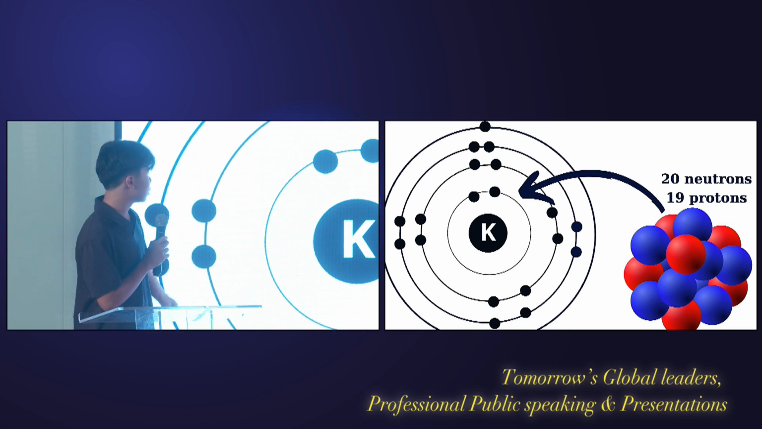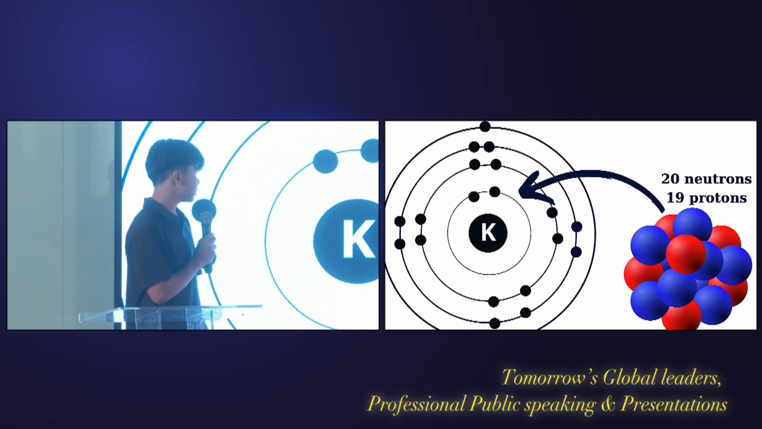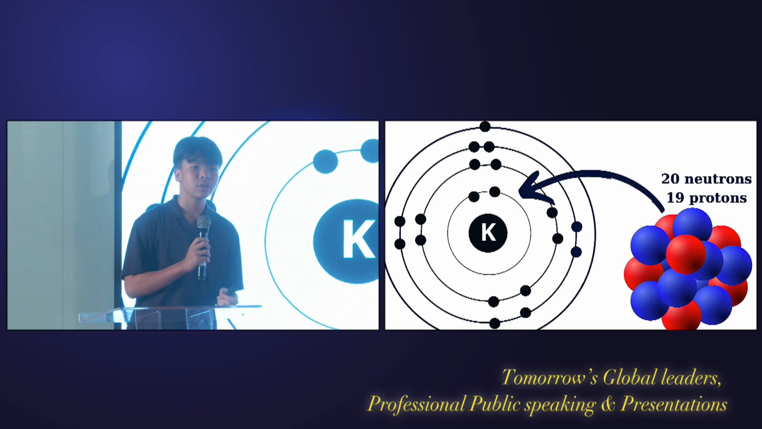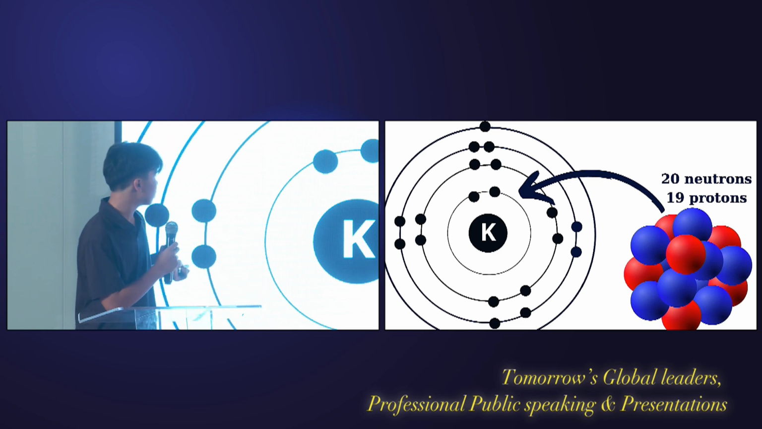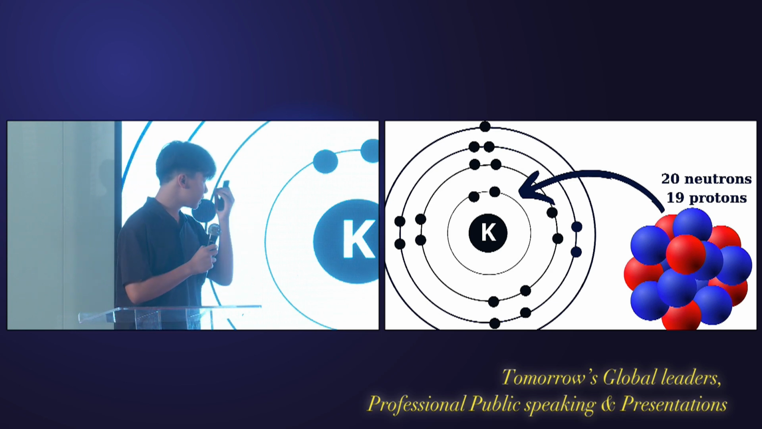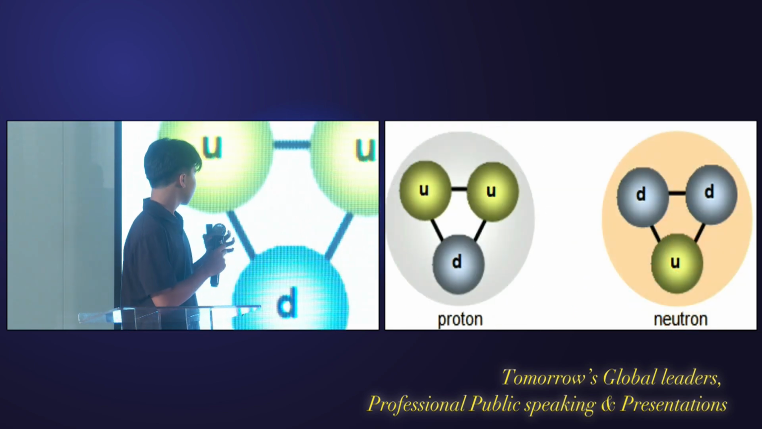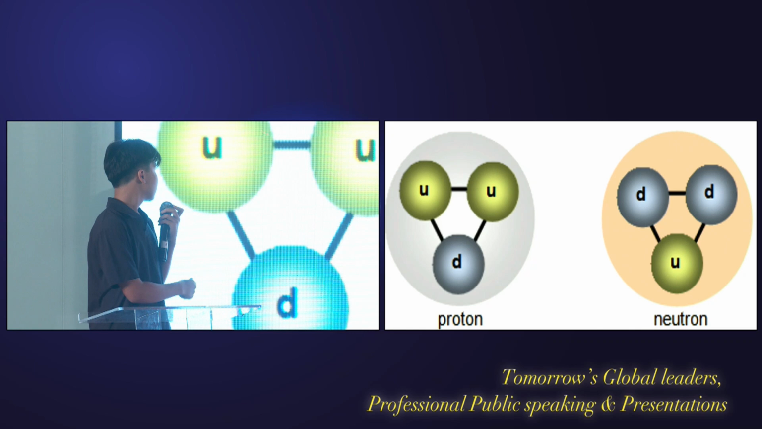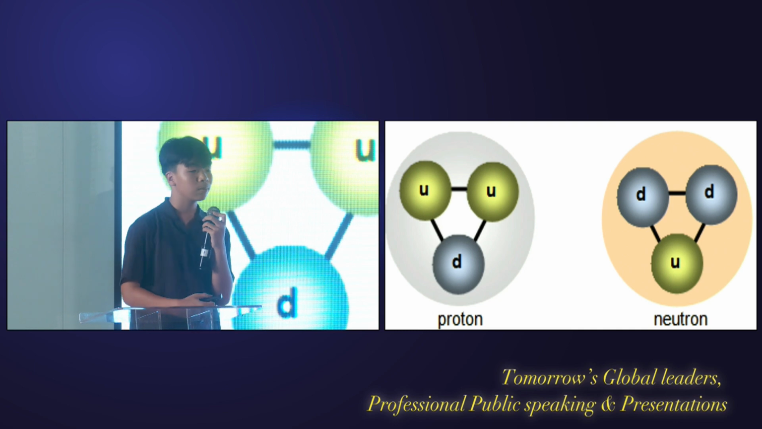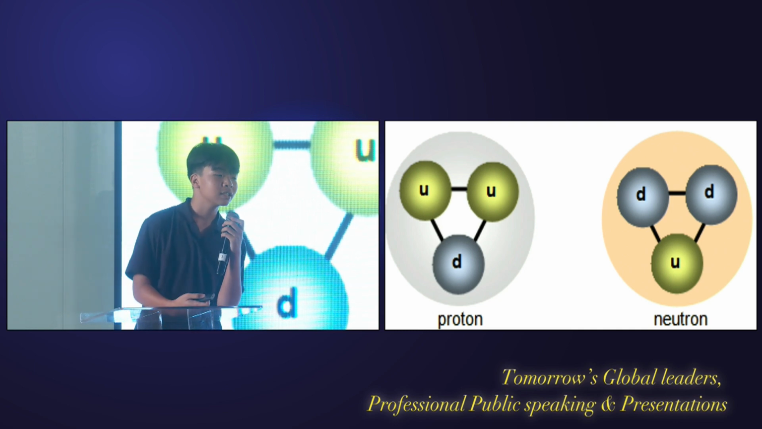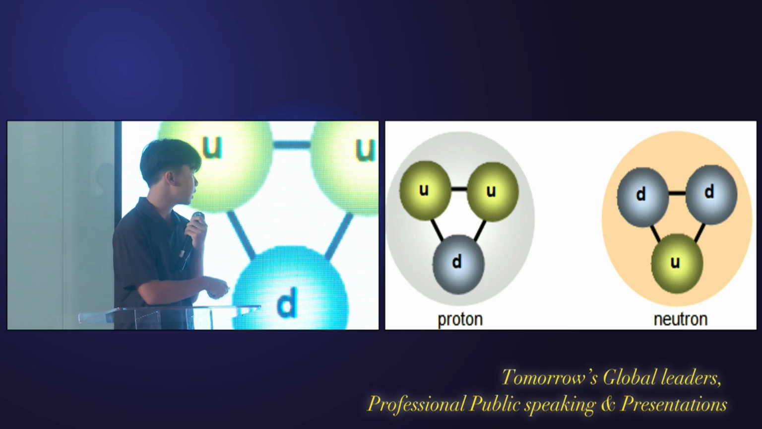So, this is a model of a potassium element. It has 19 electrons, 19 protons, and 20 neutrons. And as you can see in the middle, in the nucleus of this element are the neutrons and the protons. And so in each proton and neutron, there are two up quarks and one down quark for a proton, and there are two down quarks and one up quark for a neutron. And this is essentially what we see in textbooks and what we can find online.